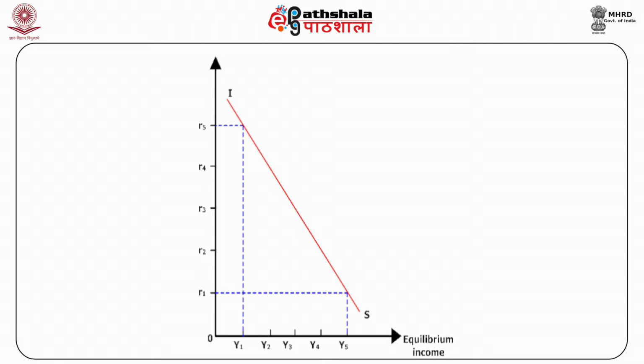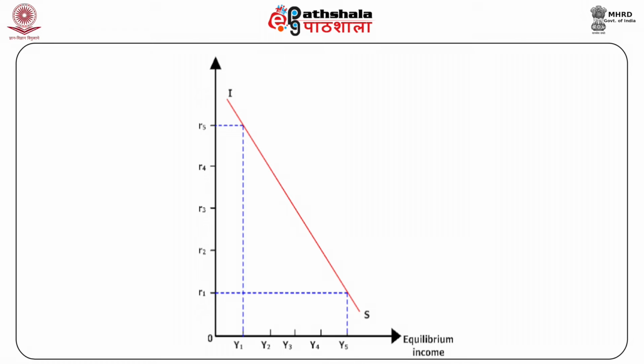So, if we consider the 2 points, in the first case we got R5 and it combines with Y1, and in the second case if we choose R1, then it should combine with a level of income which is Y5. Hence, what do we notice? We notice that a high rate of interest is associated with a low level of income, and a low rate of interest is associated with a high level of income.